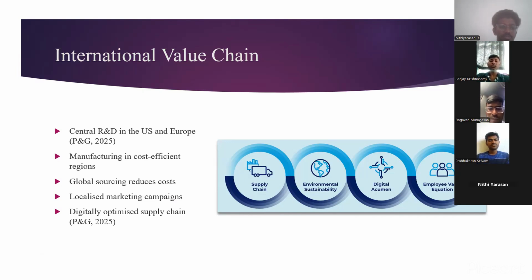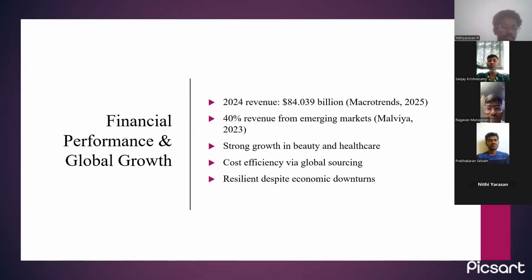And coming to the financial performance of P&G, they are doing well. In 2024, they made around 84 billion in revenue. About 40% of it comes from emerging markets, which shows how important globalization is for them. They see strong growth in beauty and healthcare, and they have managed to stay resilient even when the global economy took hits. For the next slides, my friend Sanjay will be explaining.